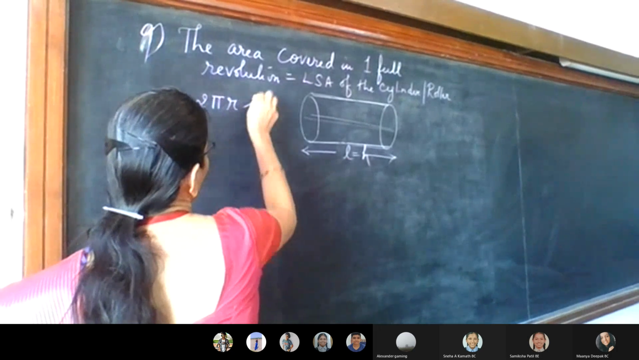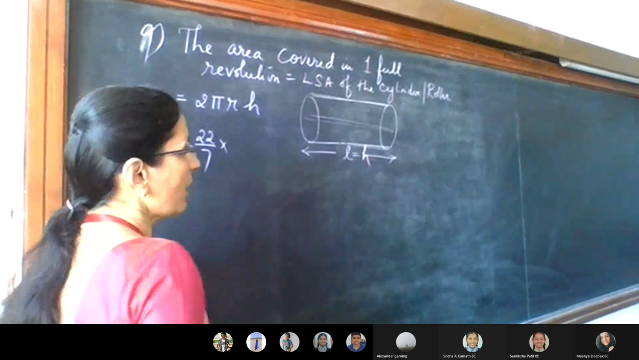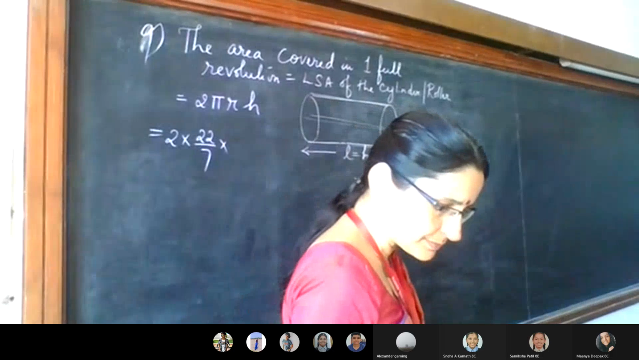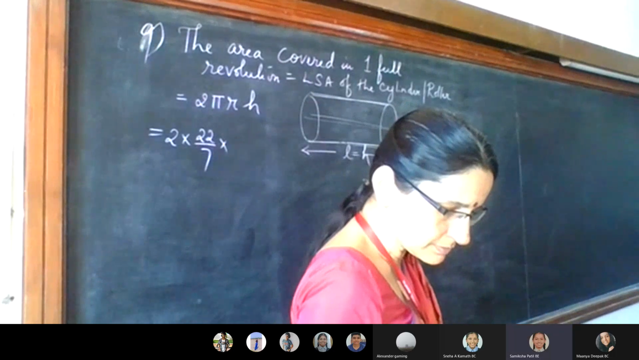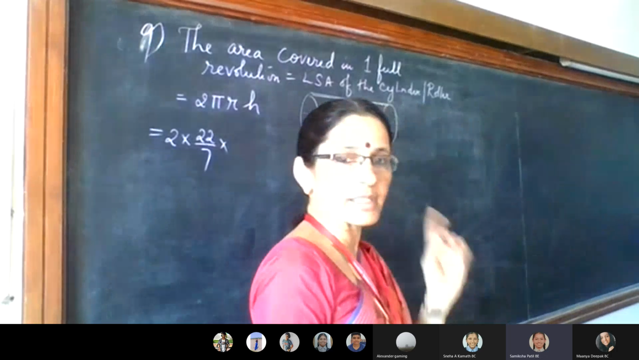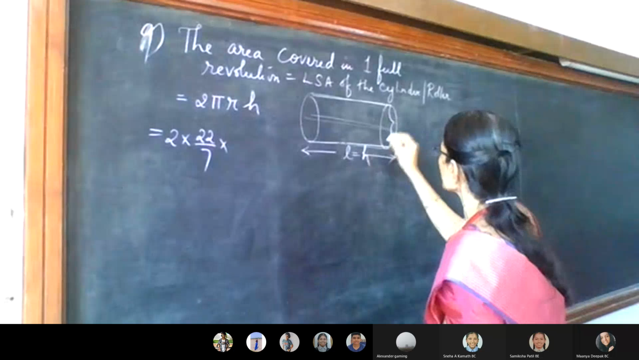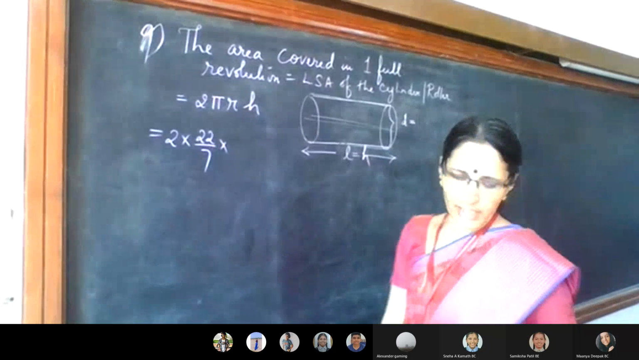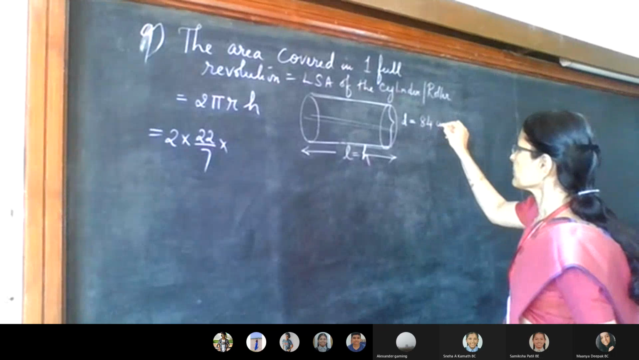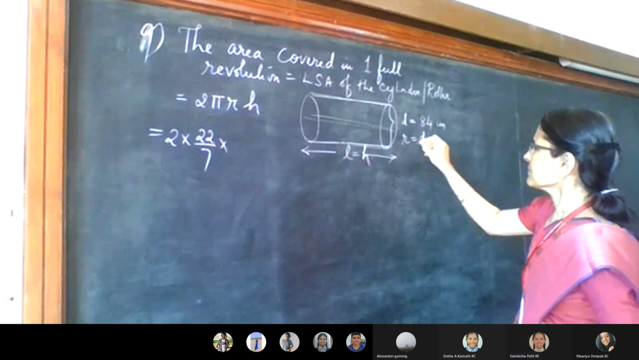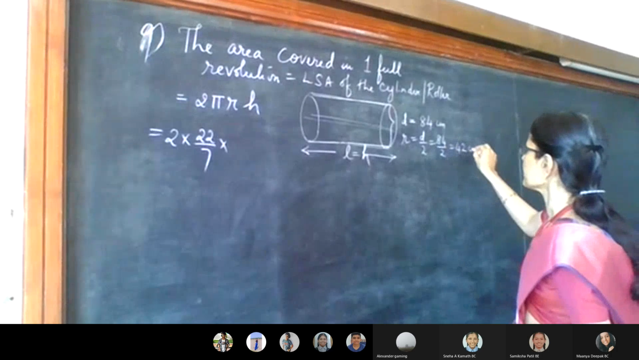Base perimeter into height. Base perimeter is 2 pi R, so we should know R. What is R? Is it given? Ma'am, the diameter is given. Okay, so let us write it in the figure. D is 84 centimeter. What is R? 42, 84 by 2, 42 centimeter.